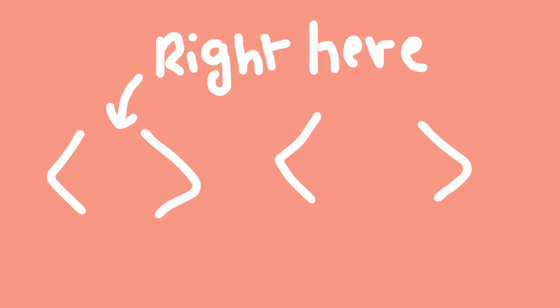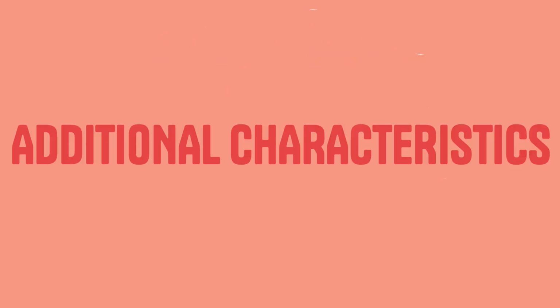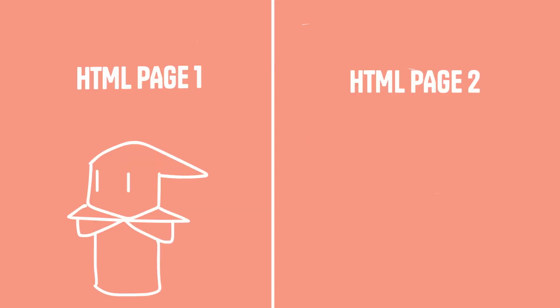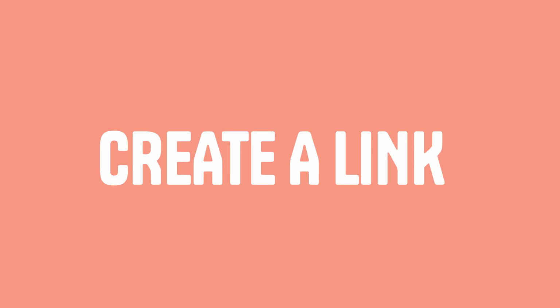Before we talk about how to give each div its own properties, we need to talk about HTML attributes. HTML attributes are always set on the opening tag of the element, defining additional characteristics. For example, the href attribute. The href attribute specifies the URL of the page or the link it goes to. For example, I have 2 HTML pages and I want to go from page 1 to page 2 with 1 click. I want to create a link from page 1 to page 2.